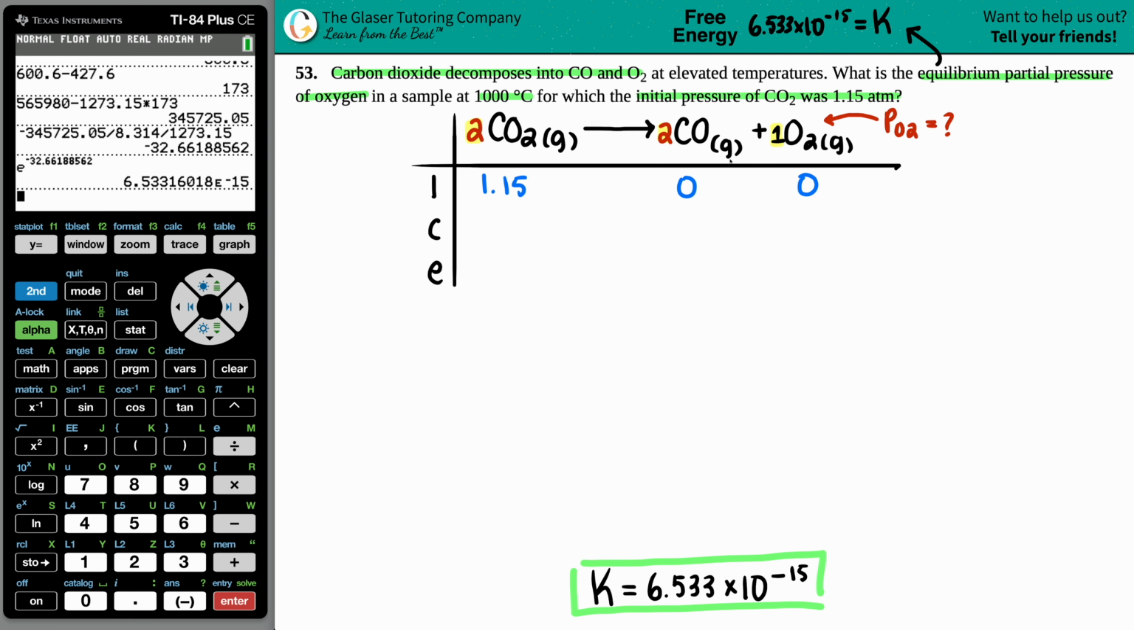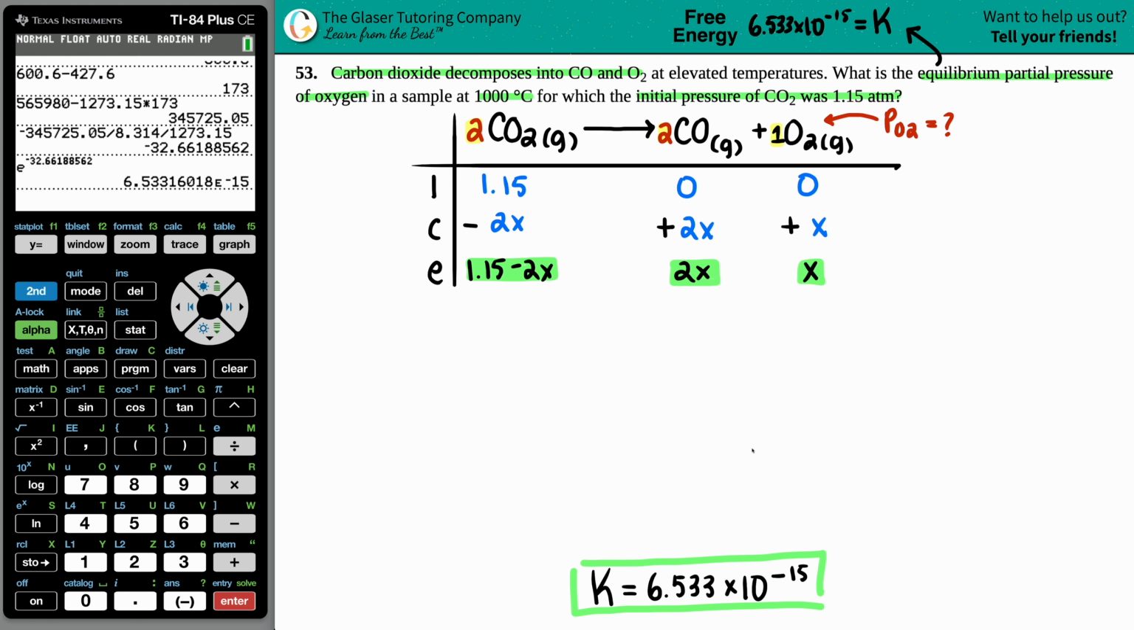C stands for change, right? If you didn't start with anything, you could only go up from there. So this side would have to be plus, and this side would have to be minus. By how much? I don't know. So we just use our coefficients. This would be minus 2x, this would be plus 2x, and this would be just plus x. Equilibrium is when you just bring them both together. So 1.15 minus 2x is 1.15 minus 2x. 0 plus 2x is just 2x, and 0 plus x is x. These are your values that are going to be in your equilibrium expression, right?